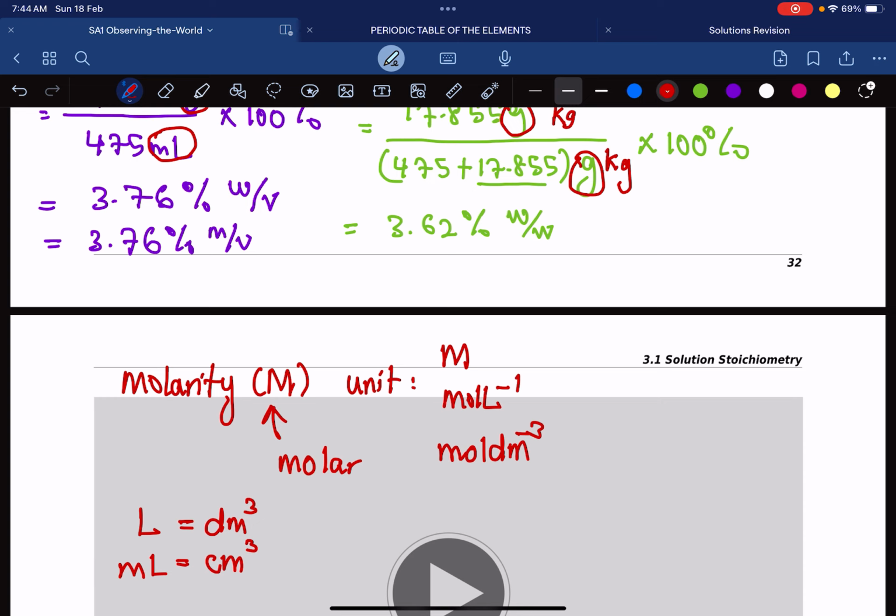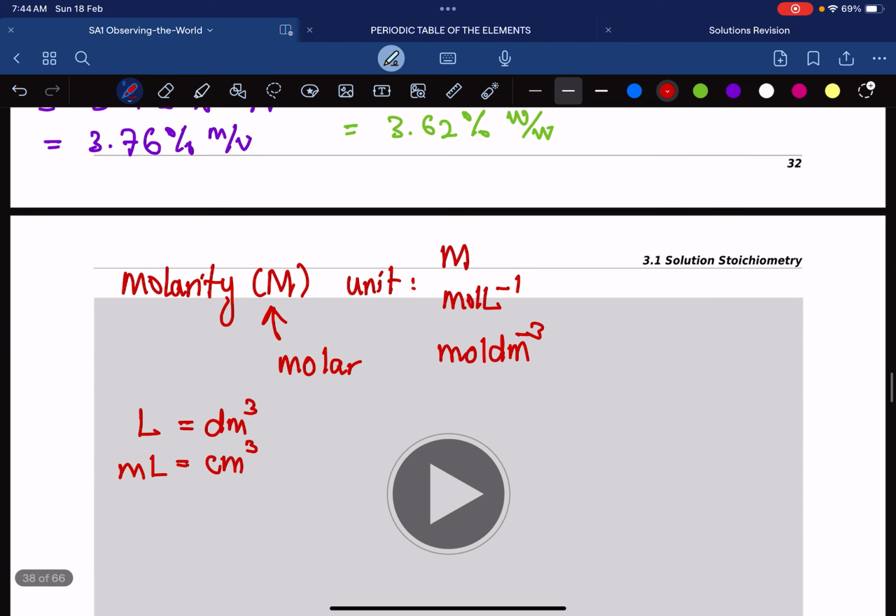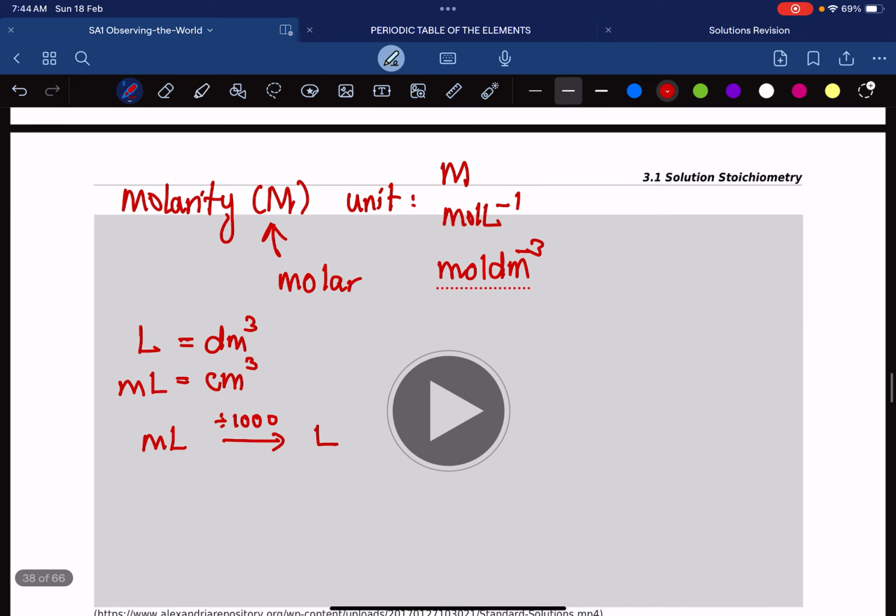And the conversion factor is, for example, if you want to convert milliliter to liter, we divide this with 1,000. In the same way, if you want to convert centimeter cube into decimeter cube, you have to divide with 1,000. Same thing.